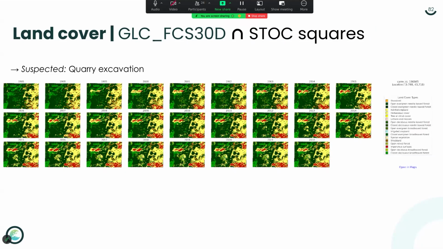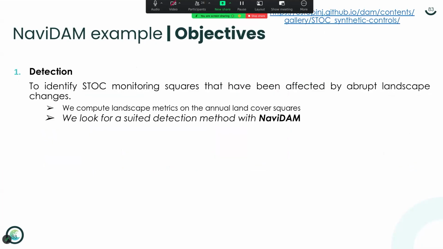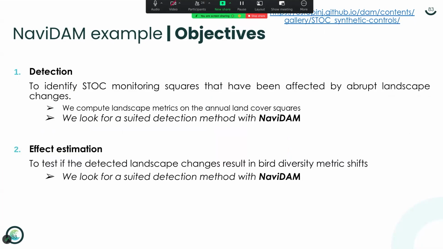And now the idea is to first detect automatically such abrupt land cover change. And in the second time, the idea would be to test if such change actually impacts or not the bird metrics that I've just presented before. So back to Navidam, detection objective, we want a method that is suited for such detection of abrupt changes. And then the attribution, as I was just saying.